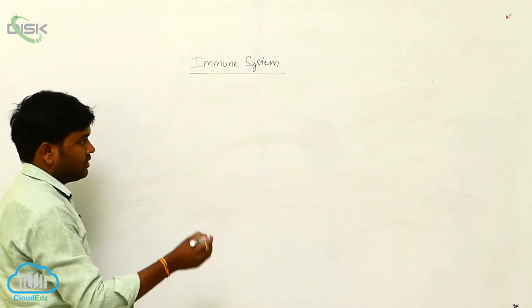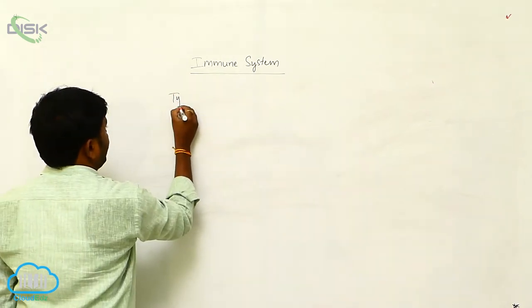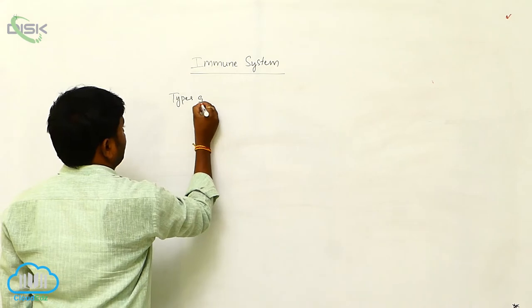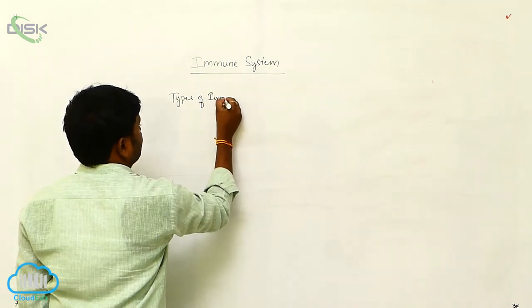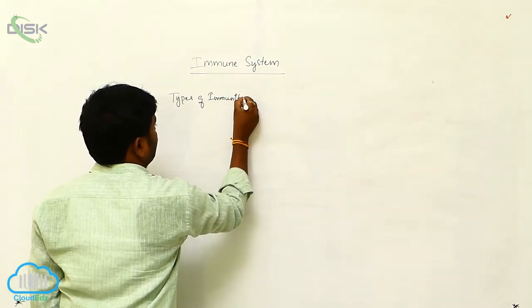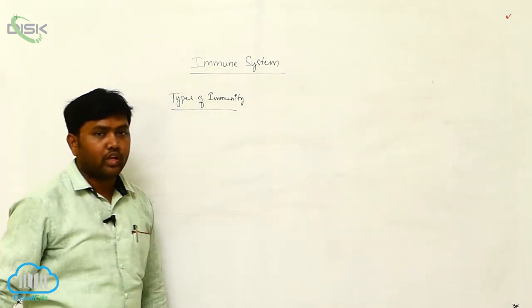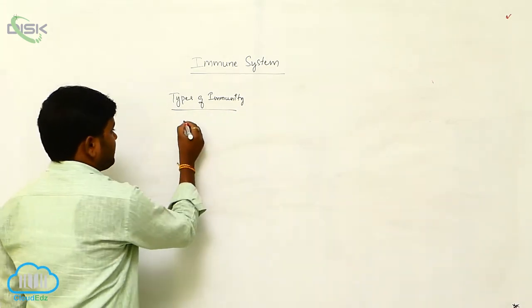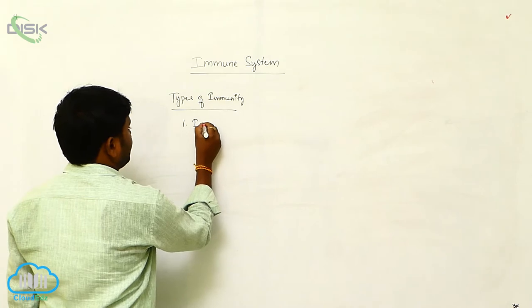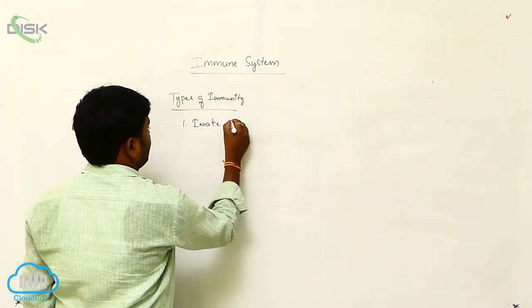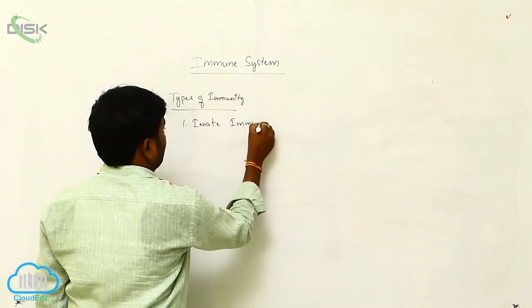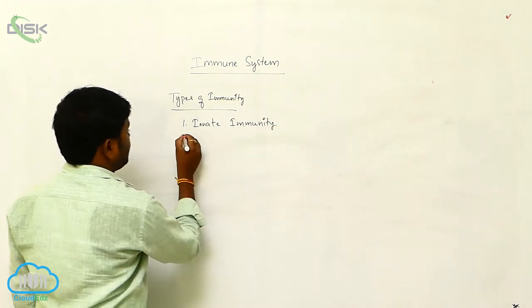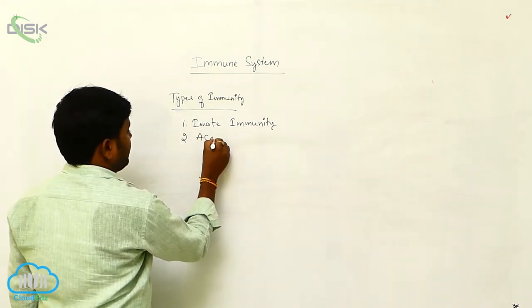Types of immunity. So there are two types of immunity. The first one is innate immunity. The second one is acquired immunity.